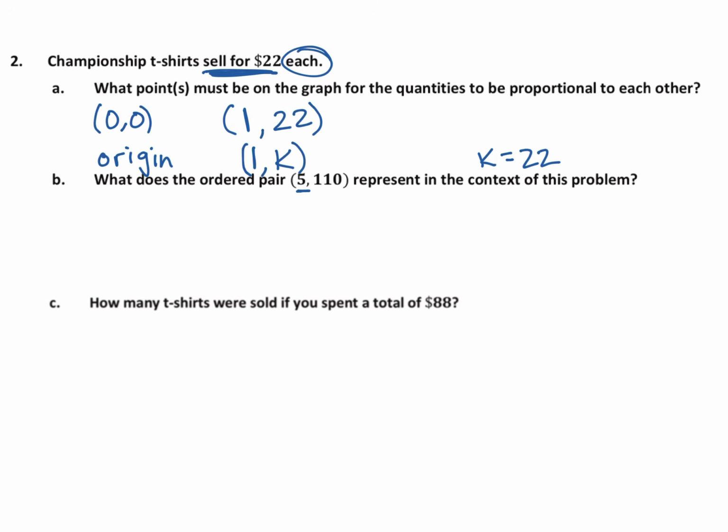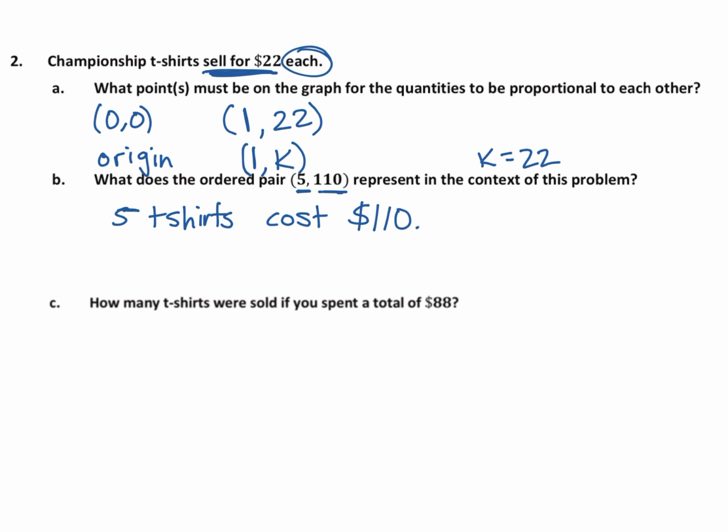The x values are the t-shirts and the y values are the price. So 5 t-shirts cost $110.